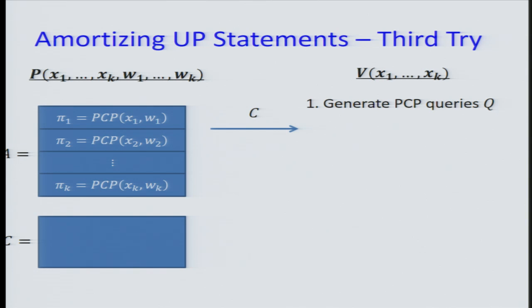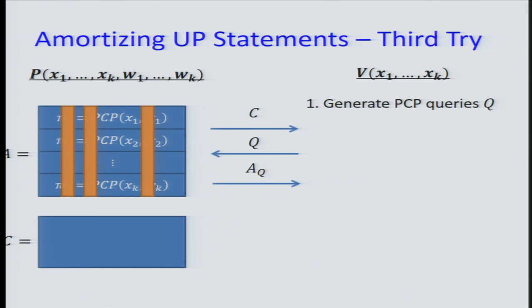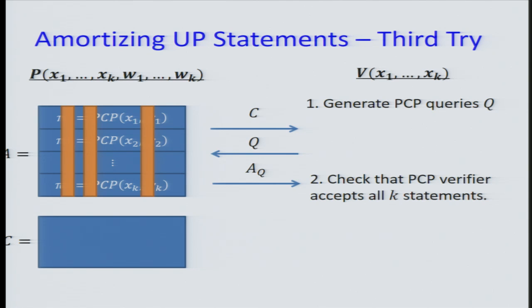OK, good. So now we repeat the previous protocol. We just generate PCP queries. They specify a subset of the columns, Q. The prover sends over these columns. We check that the PCP verifier accepts all K. And now the consistency check is that for these columns that we just got, if we encode by ourselves using this code E, we get the values that we're committed to in the first round. OK, does that make sense? OK.